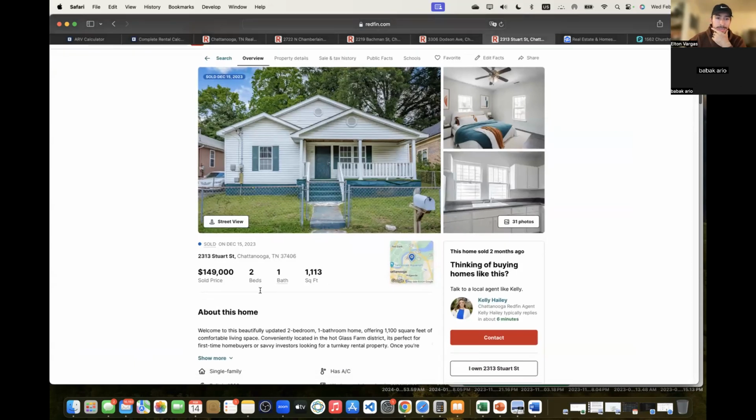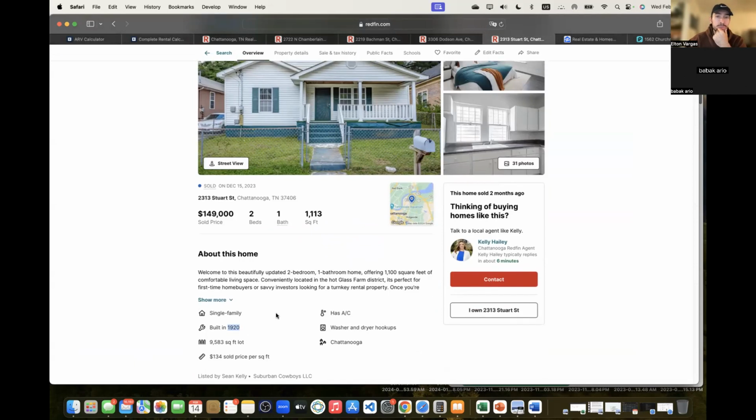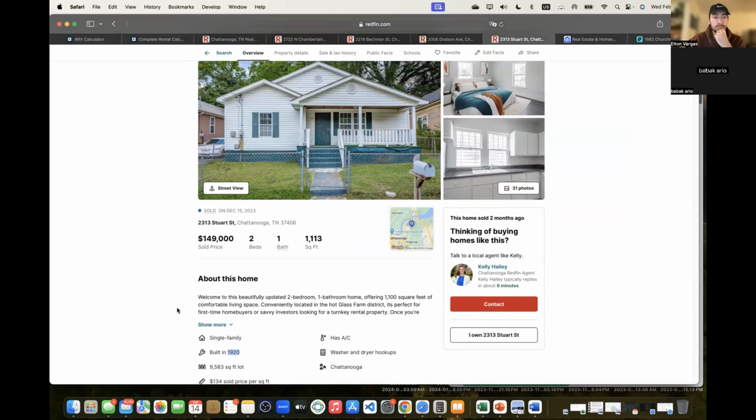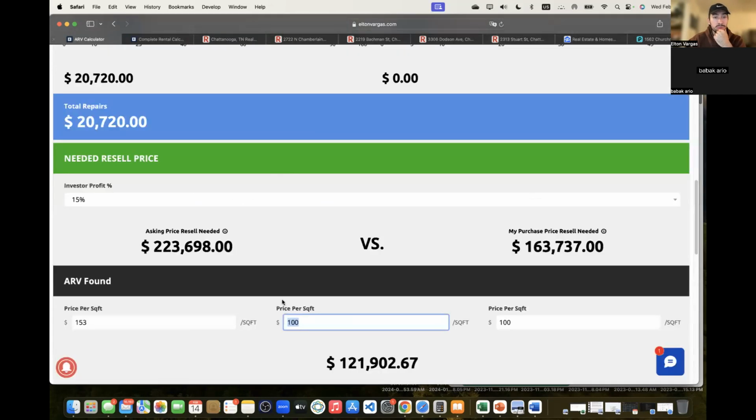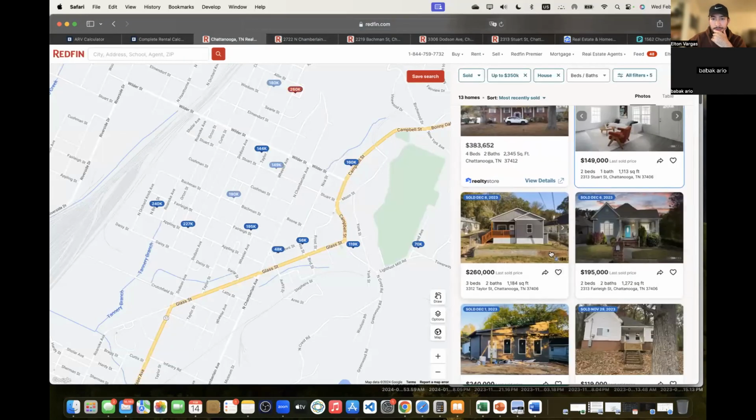So again, I want to compare apples to apples. So 1930, 1920, plus or minus 10 years of a difference. But I'm definitely going to use this one because it's in better condition, and this sold for $134 a square foot. So 134, 153, and then I just have to find one more. Hopefully it's in better condition.